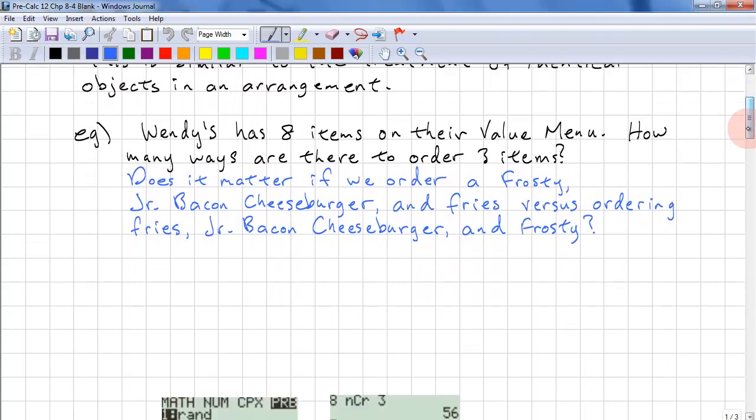So here's an example problem. Wendy's has 8 items on their value menu. How many ways are there to order 3 items? So ask yourself, does it matter if we order a Frosty, Junior Bacon Cheeseburger, and fries versus ordering fries, a Junior Bacon Cheeseburger, and a Frosty? And your answer should obviously be no. And this is a combination problem, not a permutation problem.